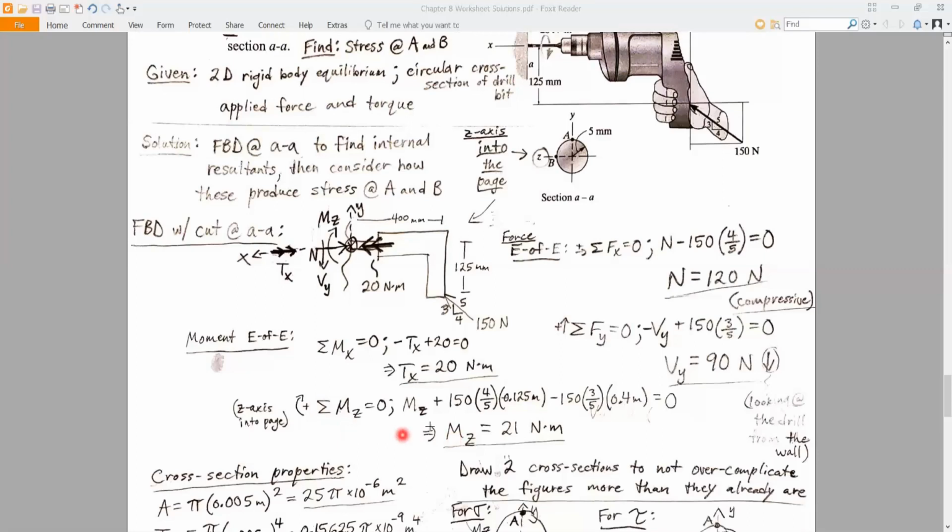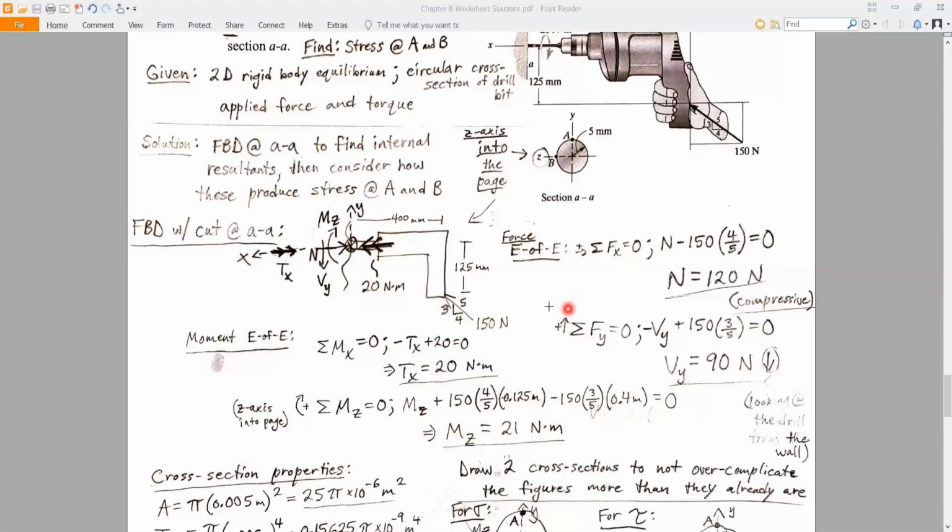Sum our moments about the z-axis, we get our unknown Mz here, plus our 150 times 4/5, which is our x component, times our y moment arm, and then it's going to be minus the counterclockwise moment caused by the y component, 150 times 3/5, and that x moment arm for our y force is 0.4 meters. Solve for Mz, we get 21 Newton meters. All right, so that's all statics.